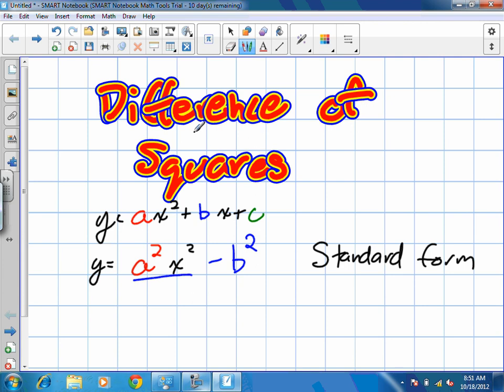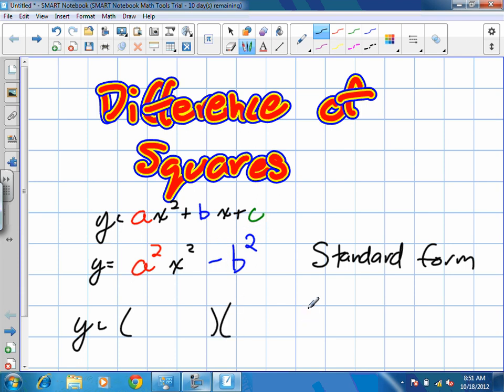So, in order to factor this, what we're looking for is a first and a last term that we square root to solve. Okay? So the factored form of this with the letters representing our numbers is going to look like this. Y is equal to, and we'll have two brackets again. And what we'll have is A, X, that's the first term in each. And we'll also have just B as the second term in each, and the difference being that one sign will be positive and one sign will be negative.